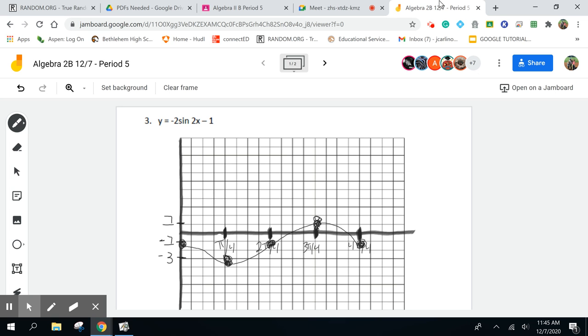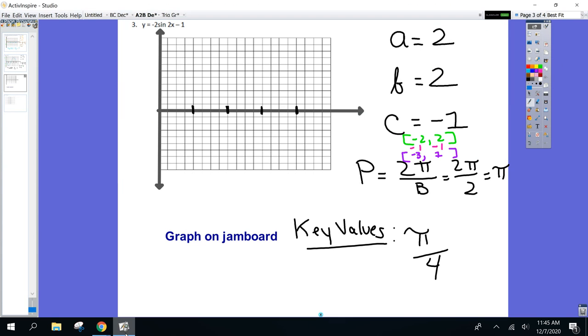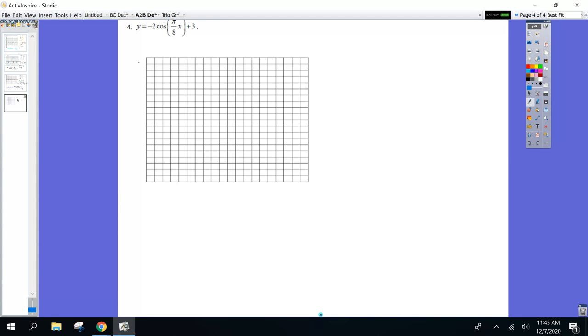Questions on the curve? Anything? We got one more to do, so hopefully we'll be able to hear from a couple other people. All right, go to the last one. Now it's just a cosine curve. Look at this. Cosine curve, it's got a shift and a negative out in front.